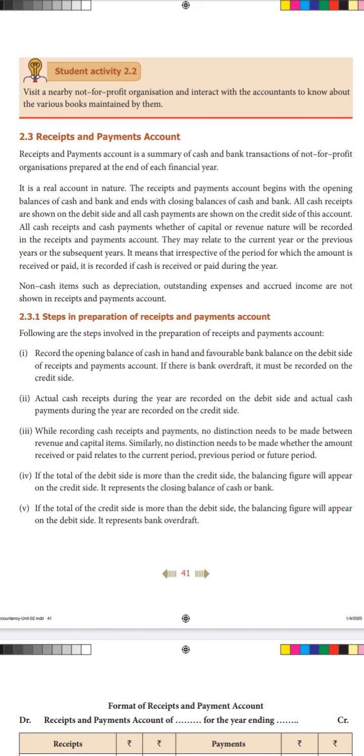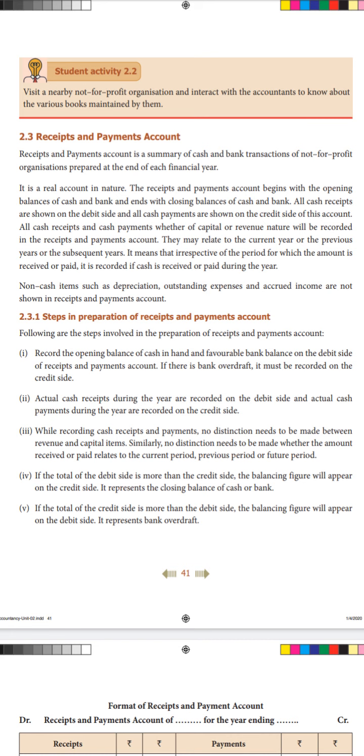Fourth one is, if the total of the debit side is more than the credit side, your balancing figure will appear on the credit side, which shows the closing balance of your cash or bank. In fact, in all cases, your cash account closing balance will be on the credit side. Bank closing balance alone will at times vary. Sometimes you will get it on the credit side as the balancing figure.